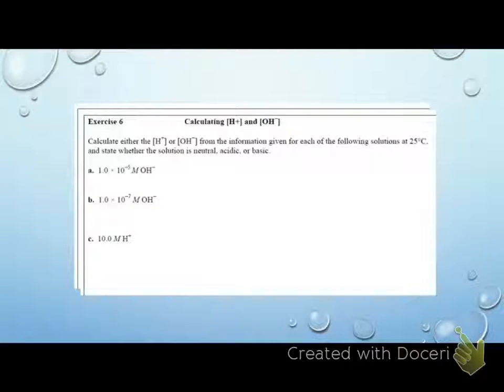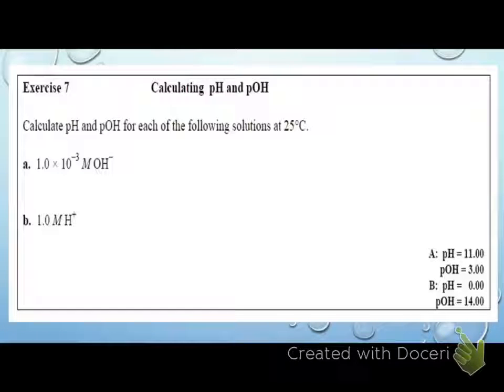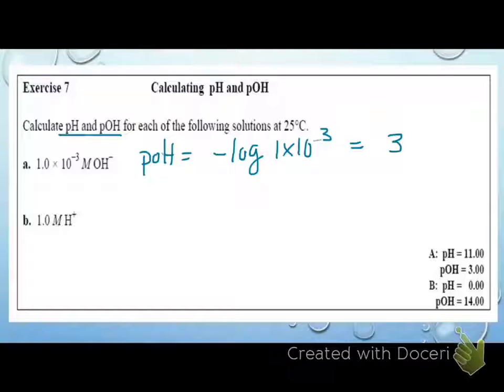All right, so the next one is exercise. So we did 6, right? Yes. Okay, so we should be on 7. So this says calculating pH and pOH. So if I want to calculate the pH and pOH right here, for this pOH, I'm simply going to take the negative log of the 1 times 10 to the negative 3, and I get that it is 3. So if I want to get pH, I'm going to take 14 minus 3, and I would get a pH of 11, which is definitely basic.